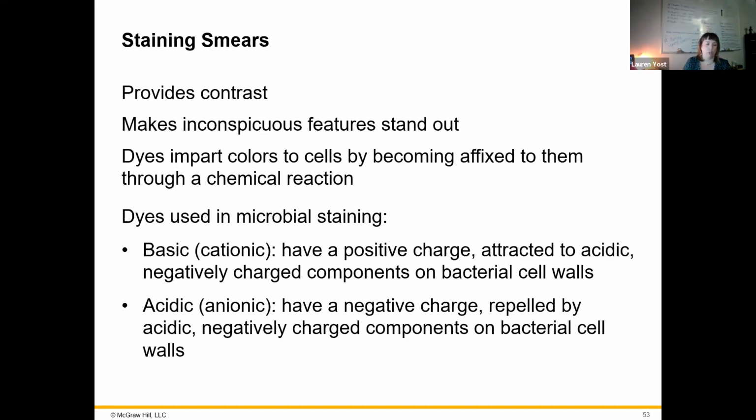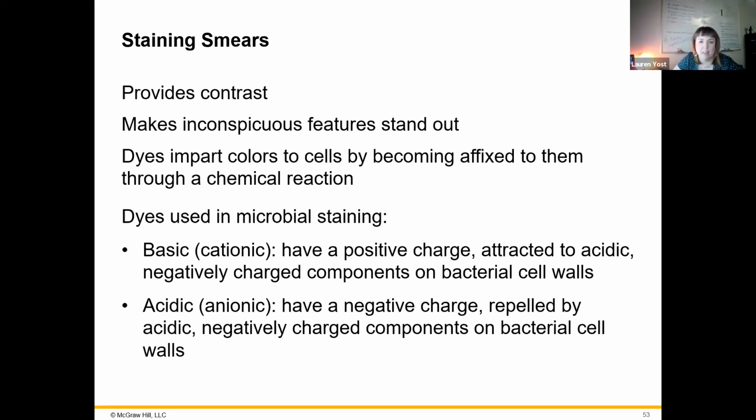We get a lot of contrast from staining. That's the number one reason we stain cells, so that we can actually see the features of the cells. Dyes will impart colors to the cells, obviously. And then we have two kinds of stains that we can use in the staining procedure. I don't know how to word that, but that's what you get.